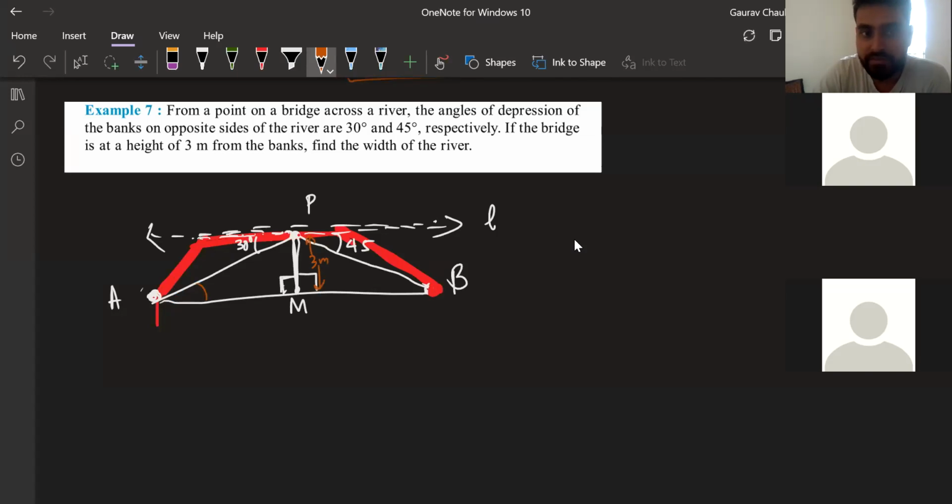This is 30 degrees, so this will become 30 degrees because of alternate interior angles. This will also become 45 degrees because of alternate interior angles. You find AM, you find MB, and then you add them. Okay, Dilruba? Yes, sir. All right.